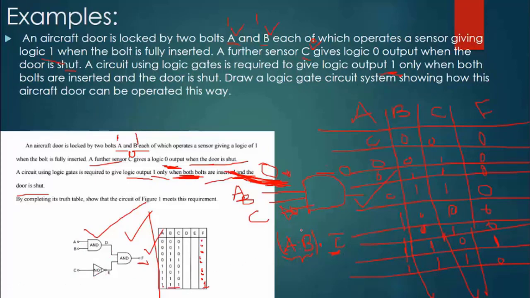Mwingine anaweza kuamua kuzigroup kwa hii huku kwamba una AND gate ambayo ina B na C negated lakini ukaja kuijoin kwa AND gate tena yenye A, ukaja kujoin na A kwenye AND gate nyingine. So either way, so you can see how these answers are solved easily kama namna hiyo.